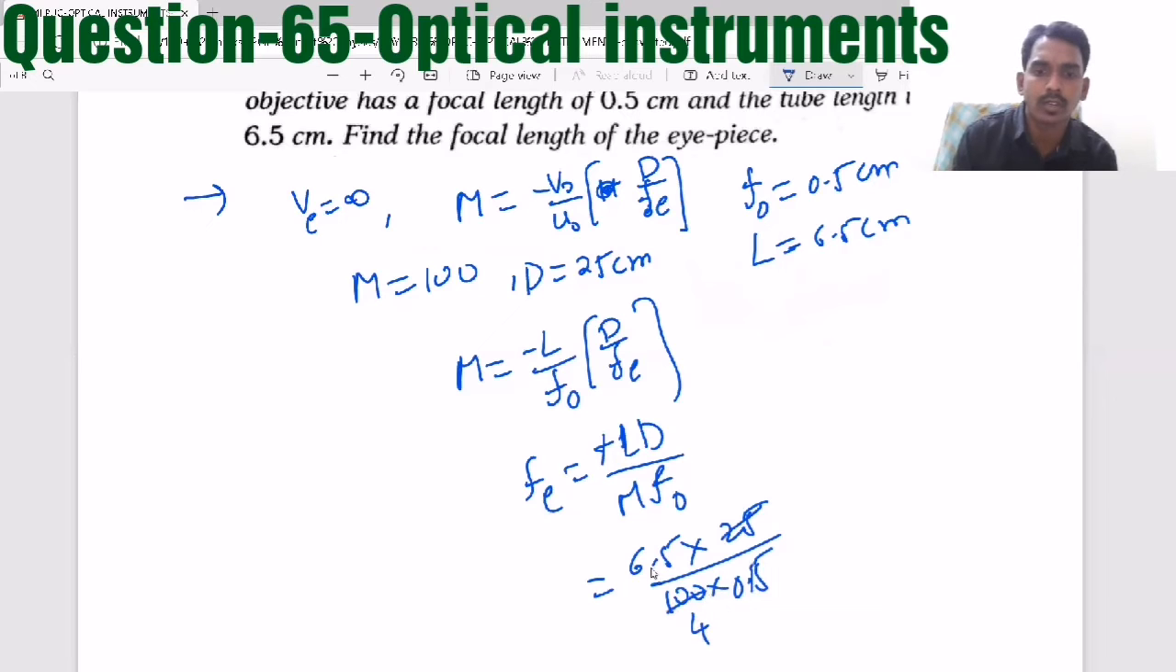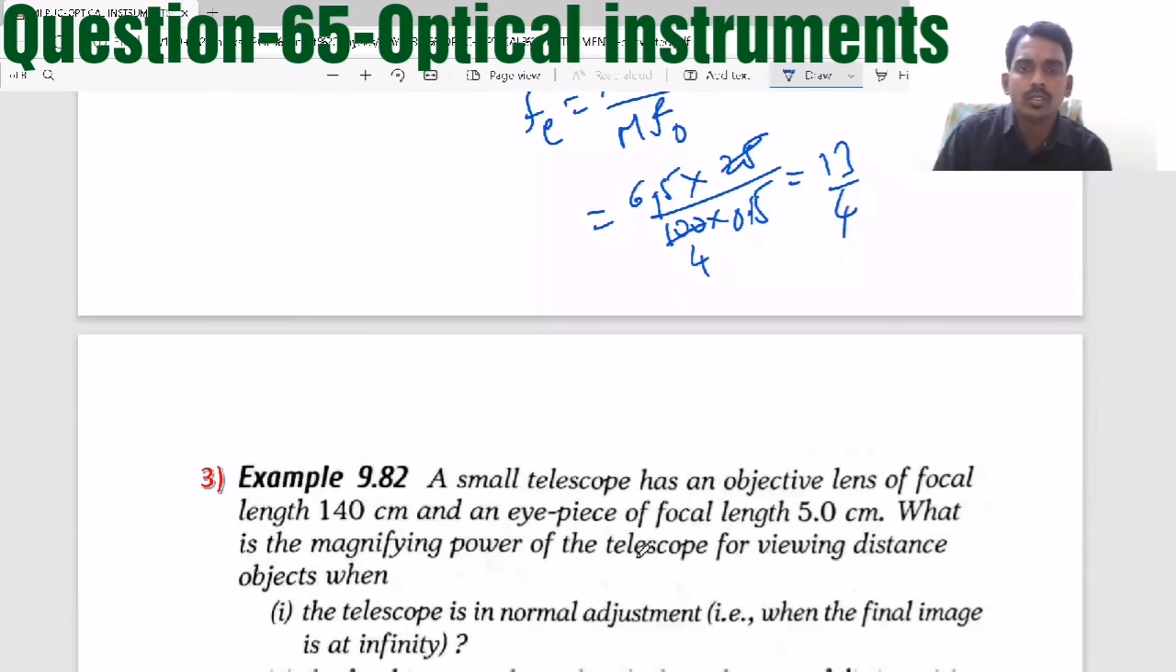25 4s are point cancel, 13 by 4. So depending on the question, you need to choose the formula. As they have given the tube length, I have chosen the formula in terms of the length of the tube.